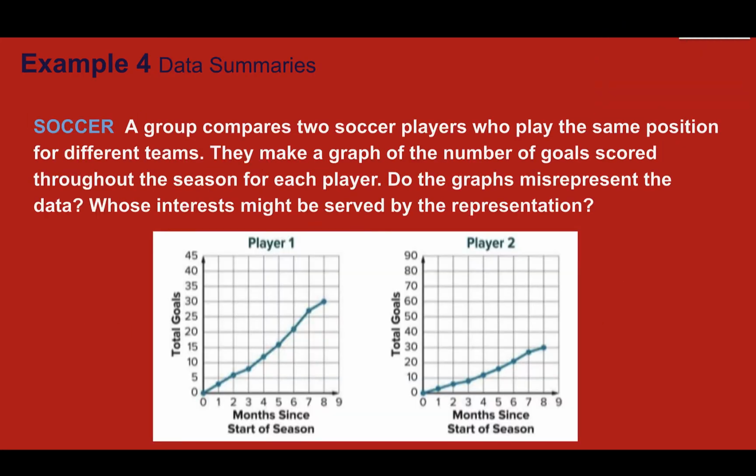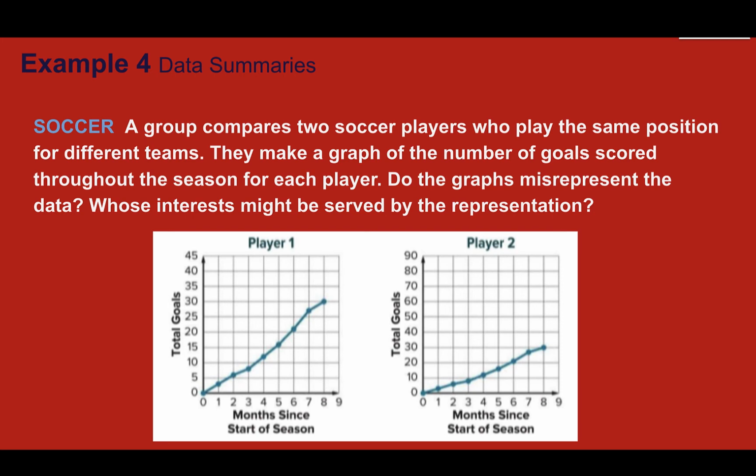Example 4, data summaries. Our real-world context is soccer. A group compares 2 soccer players who play the same position for different teams. They make a graph of the number of goals scored throughout the season for each player. Do the graphs misrepresent the data? Whose interests might be served by the representation? So we have 2 things we want to know here. Are the graphs misleading? And who might benefit by the representations?